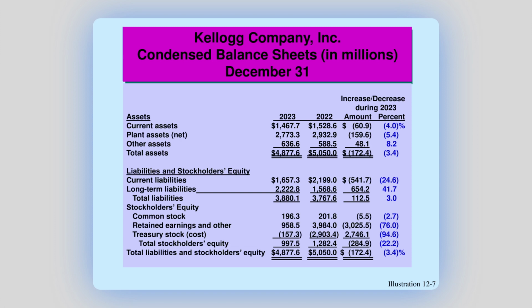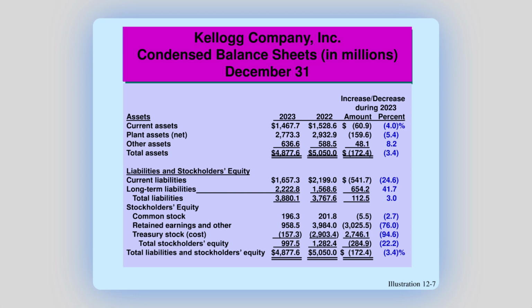Alright. Also, in terms of the other assets, you have 636.6 minus 588.5. So, you have a 48.1, no? So, ibig sabihin, you have an increase of 8.2. Alright, so assets din ganun din, no? The 4877.6 minus the 5050. So you have your negative 172.4. So you have your negative 3.4 percent.